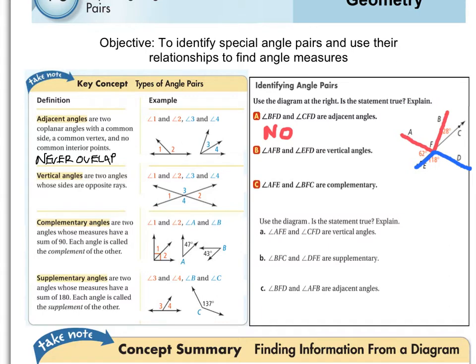Okay, so as you look at this, you'll notice that this line right here breaks off. This is not a straight line. So because it's not a straight line, these are not vertical angles. This is false. They have to be 2 straight lines.